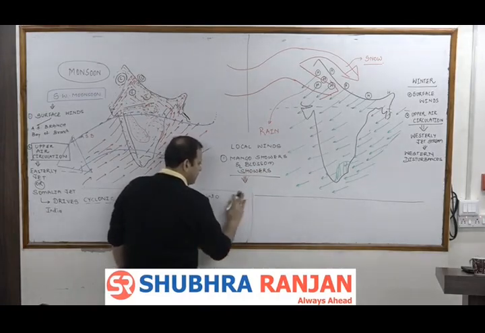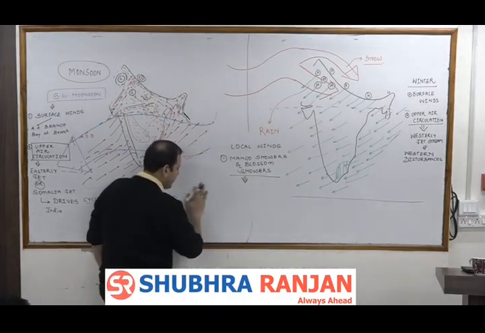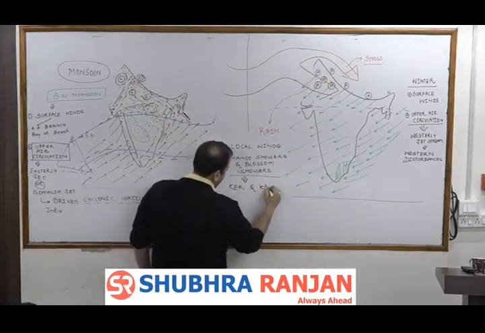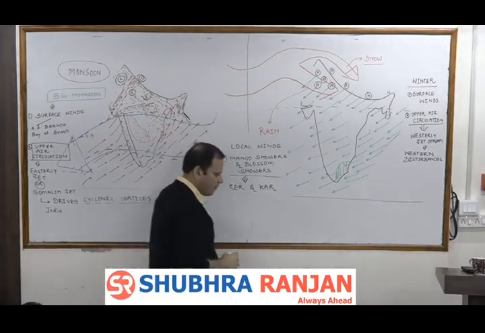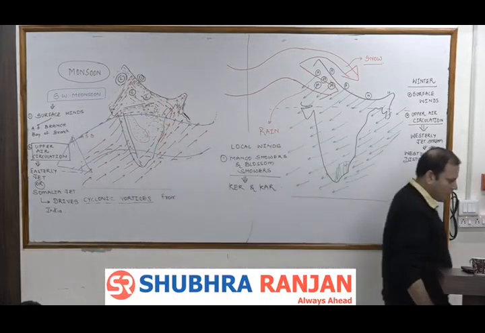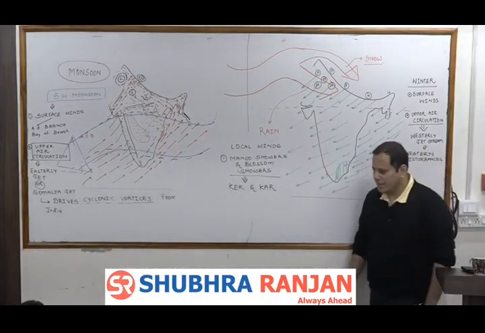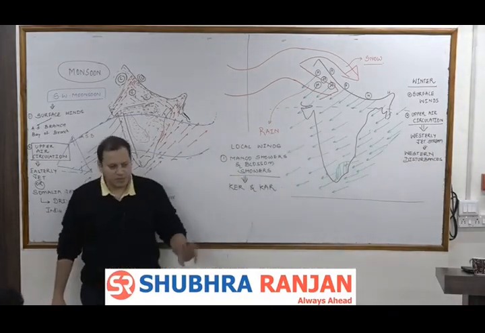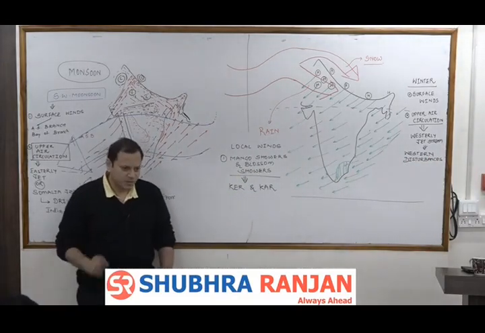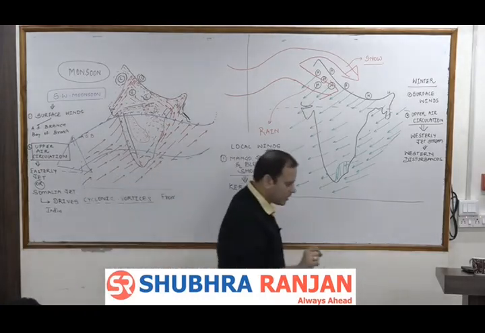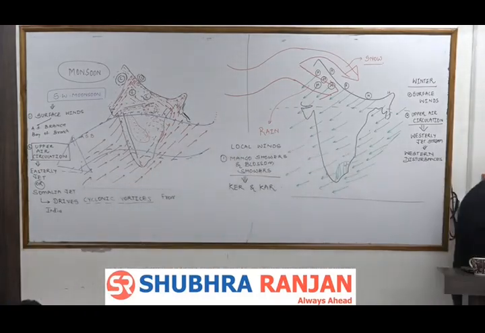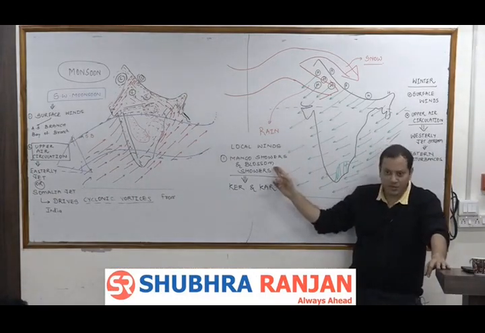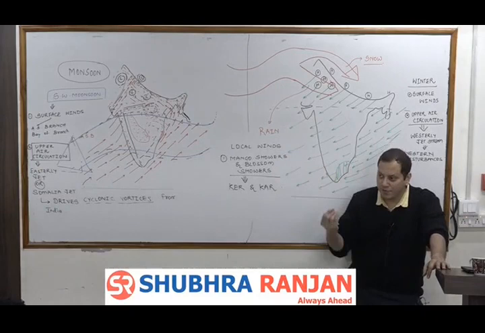In which states are they named? In Kerala and Karnataka. This season means March to May, summer season. Kerala and Karnataka. Why mango showers? Early ripening of mangoes. Why blossom showers? Early blossoming of coffee flowers.